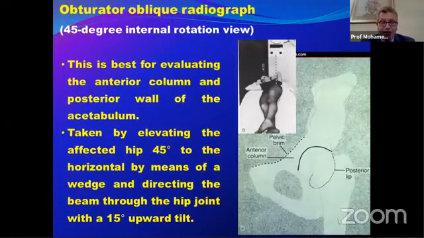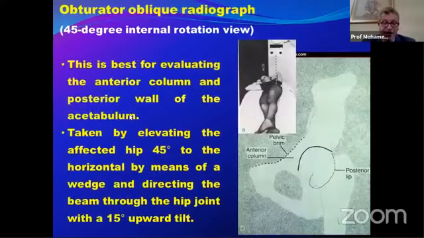Obturator oblique radiograph. We have now talked about the iliac. So what about the obturator oblique radiograph? It's the 45 degree internal rotation view. The first, iliac oblique view, was the 45 degree external rotation view. Now this is the 45 degree internal rotation view. This is best for evaluating the anterior column and the posterior wall or the posterior lip of the acetabulum.